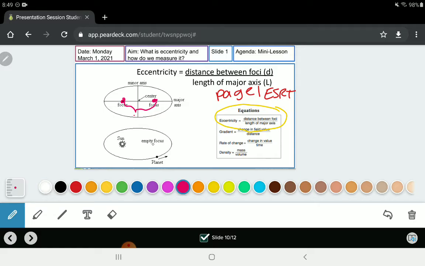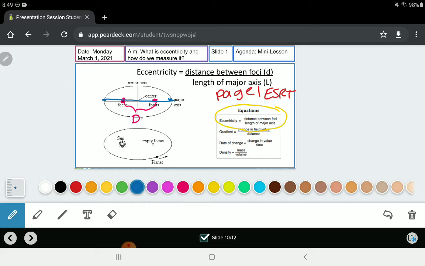So this is going to be D. And then you're going to take the length of the major axis. So it would be from this point here to this point. If you were to draw that straight line, you would measure those two distances.